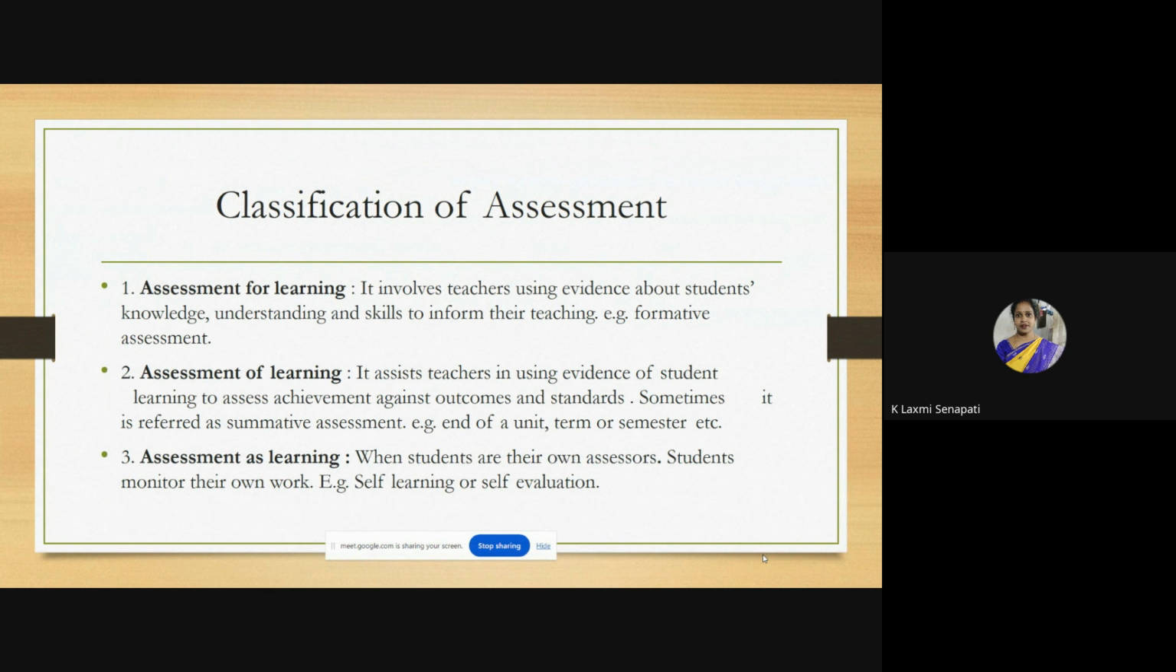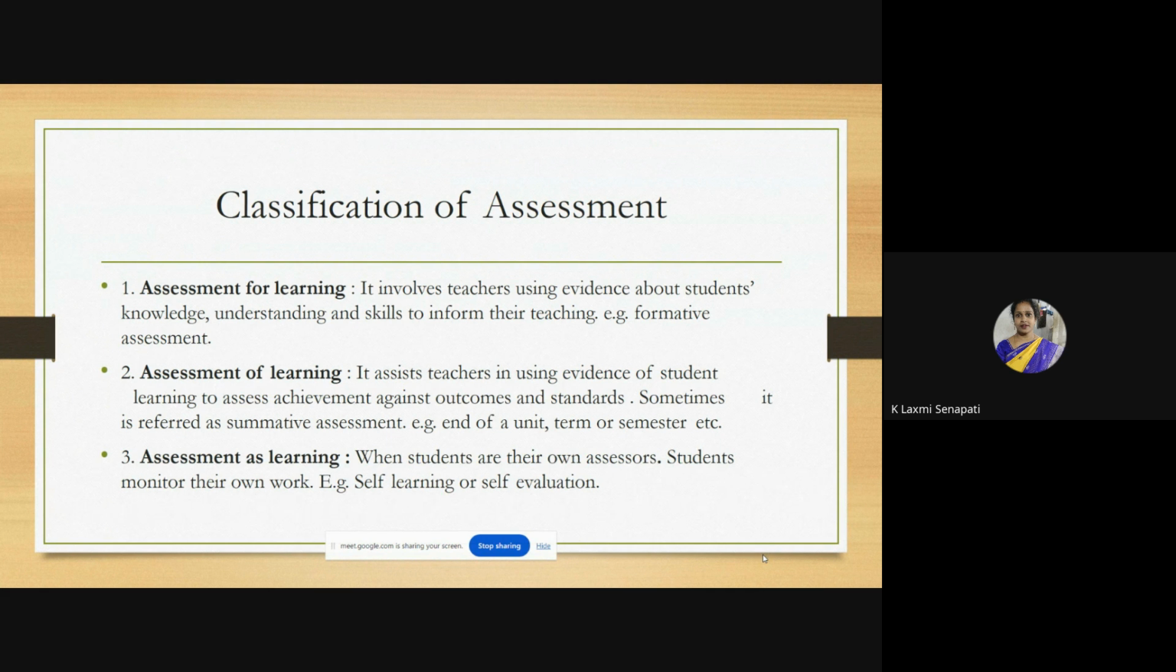Next is assessment of learning. Assessment of learning assists teachers in using evidence of students' learning to assess achievement against outcomes and standards. Sometimes it is referred to as summative assessment. The end of a unit, term exams, and the semester system come under it, since we assess after completion.